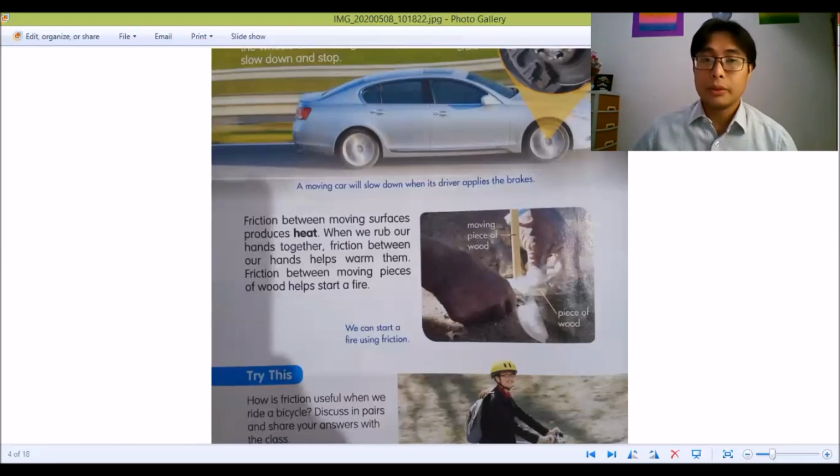Friction between moving surfaces produces heat. When we rub our hands together like this, friction between our hands helps to warm us. And also friction between moving pieces of wood helps to start a fire. So people in the forest use two pieces of wood to start a fire because of friction.